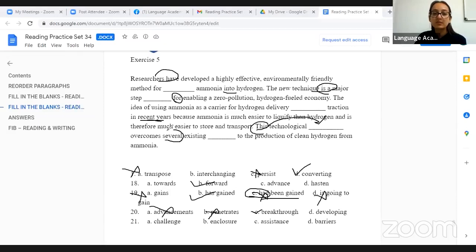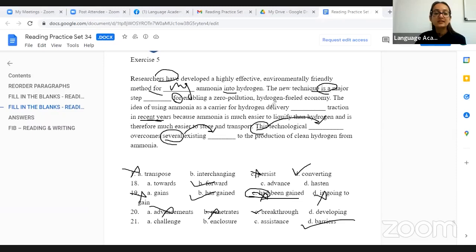So with several, the word has to be plural, because several means more than one. And when we look at the options, there's only one plural option that we have, which says several barriers, right? So going through it once again, we are converting. For comes with ing form. For converting one thing into another, interchanging does not come with into.